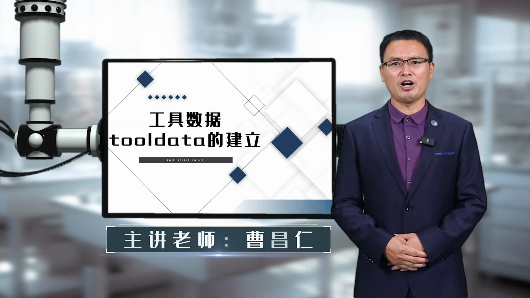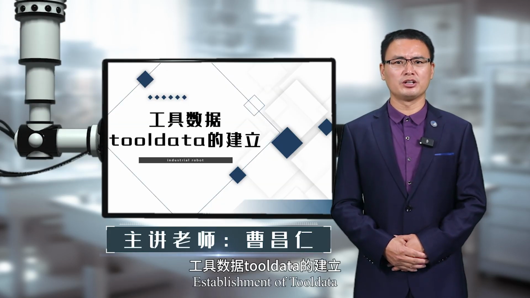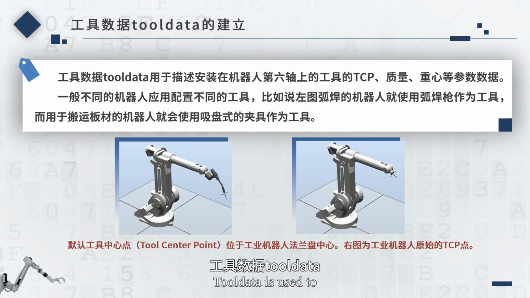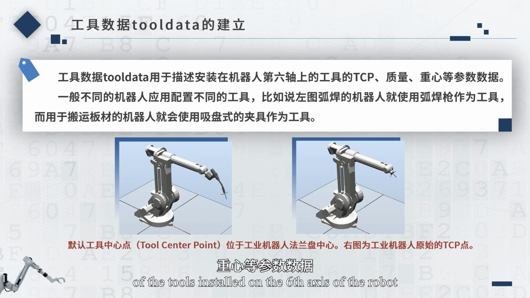Hi everyone, today's class is about establishment of tool data. Tool data is used to describe the TCP, mass, center of gravity, and other parameter data of the tools installed on the 6th axis of the robot.